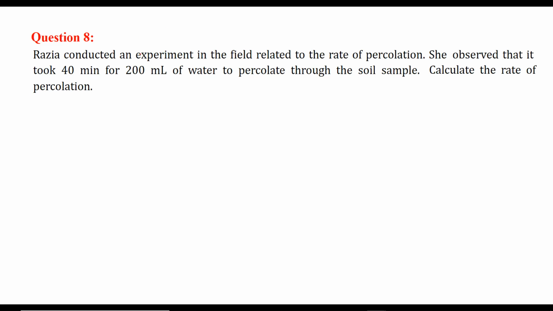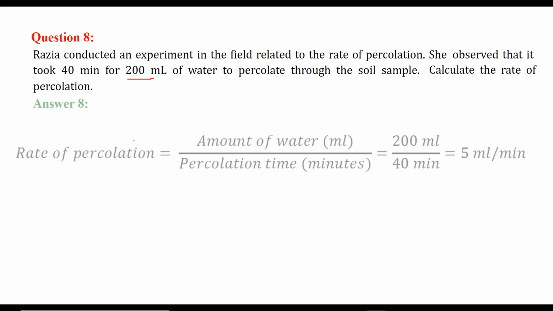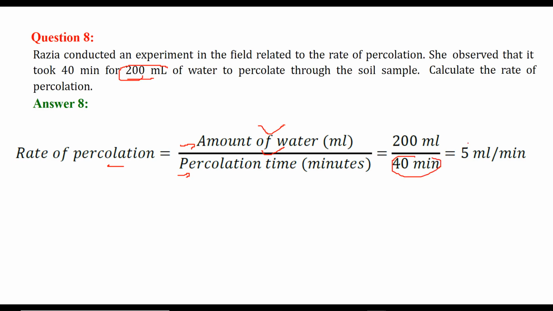Razia conducted an experiment in the field related to the rate of percolation. She observed that it takes 40 minutes for 200 ml of water to percolate through the soil sample. You have to calculate the rate of percolation. So rate of percolation is simply amount of water divided by percolation time. So this is 200 ml and this is 40 minutes. So 200 ml by 40 is 5 ml per minute.